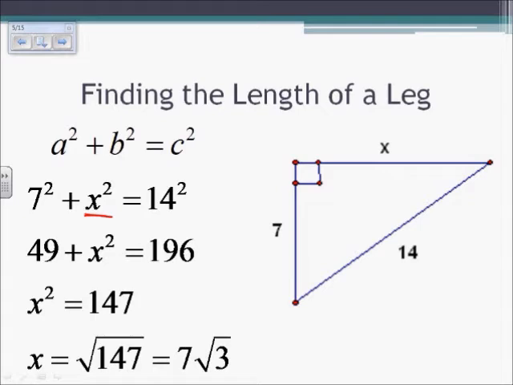7 squared is 49 and 14 squared is 196. Subtract 49 on both sides. We're left with x squared is equal to 147. Square rooting that and simplifying, we're left with 7 square root of 3 as our value for x. So again, please don't get in the habit of always just putting the variable on the farthest right side of the equation.